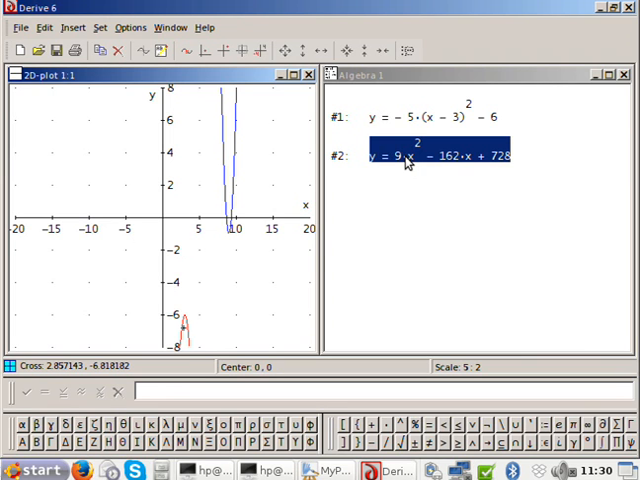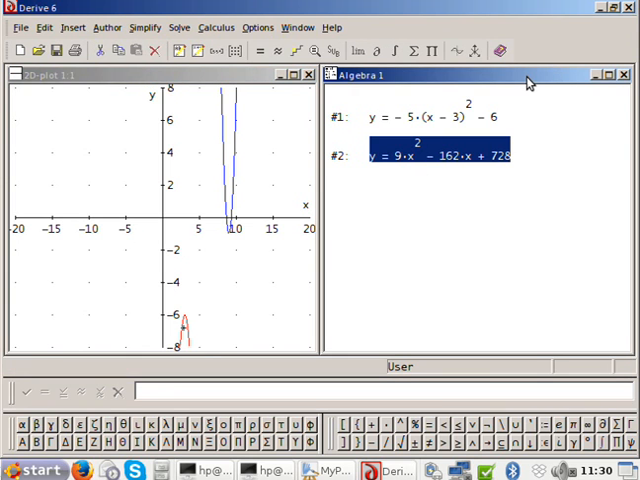So what I want everybody to do for me now is complete the square for this and find out exactly where this minimum point is. So I want you to complete the square for this one. The one that's highlighted on the screen. 9x squared minus 162x plus 728.